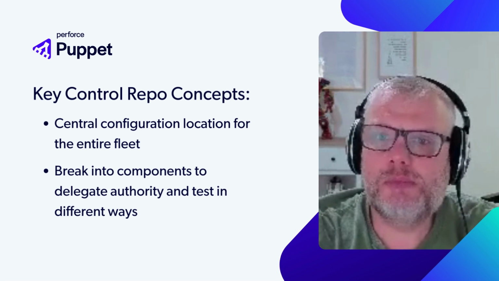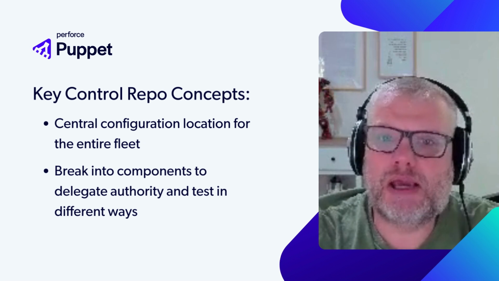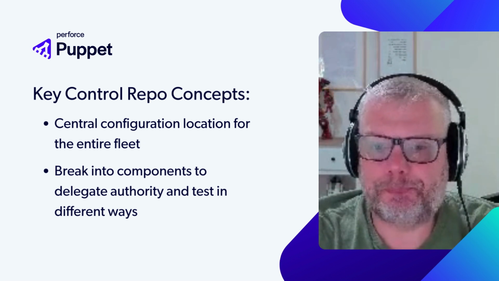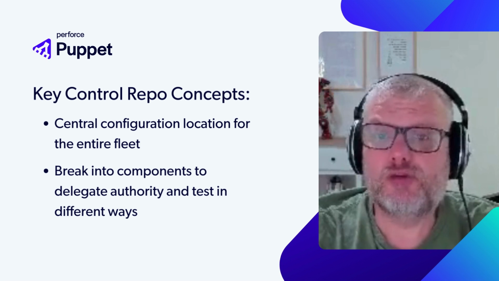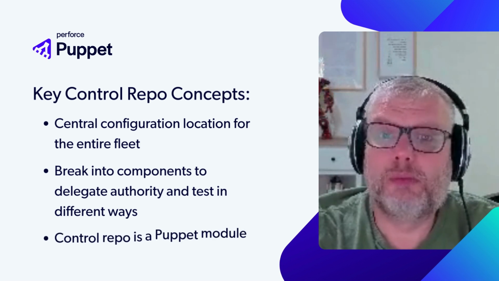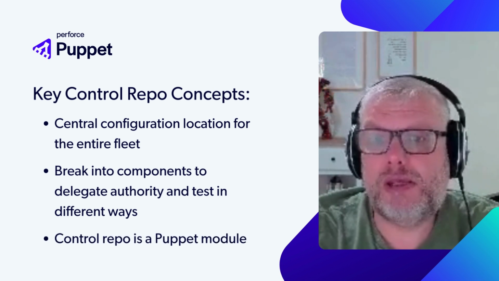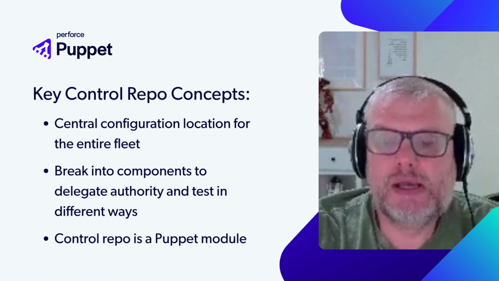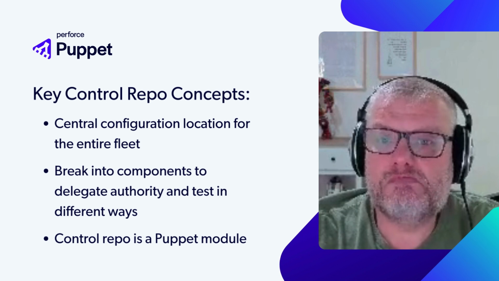And whilst there's a lot of documentation out there as to how to download and start with a control repo, sometimes people can get a little bit confused about what goes where. At the end of the day, the control repo is actually just a Puppet module. A Puppet module that's structured in a specific way, but a module nonetheless. So what we're going to talk about is how to get started with that.